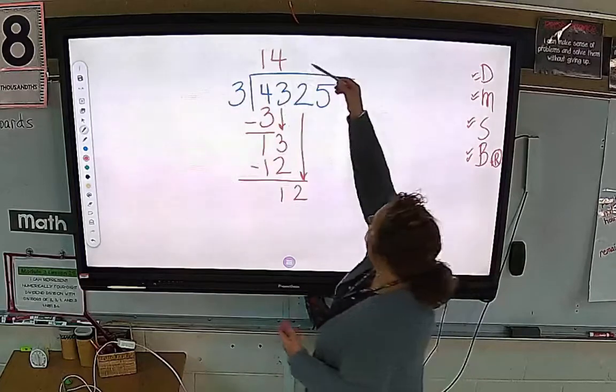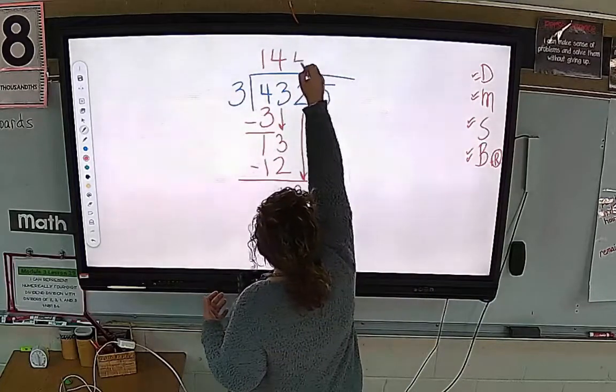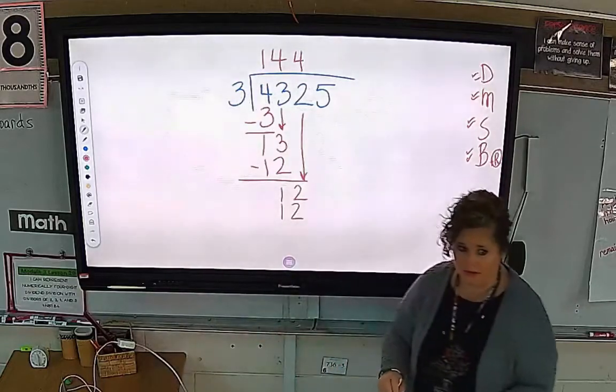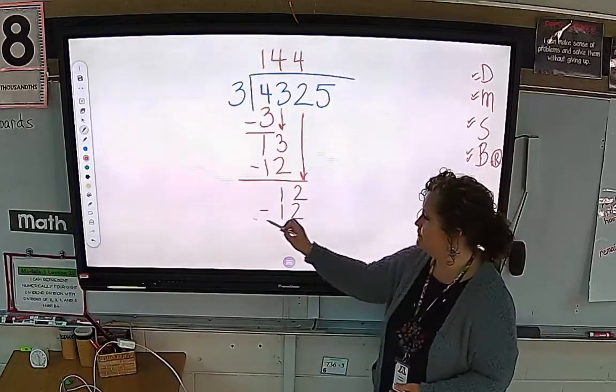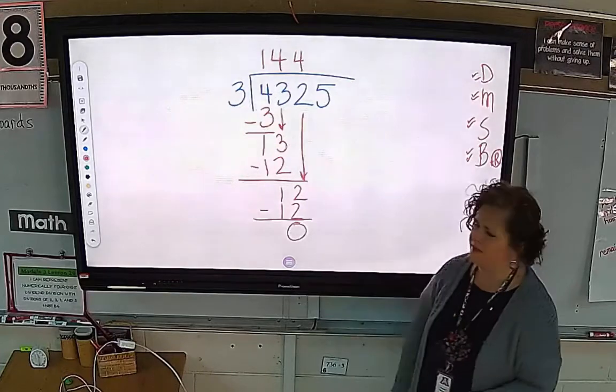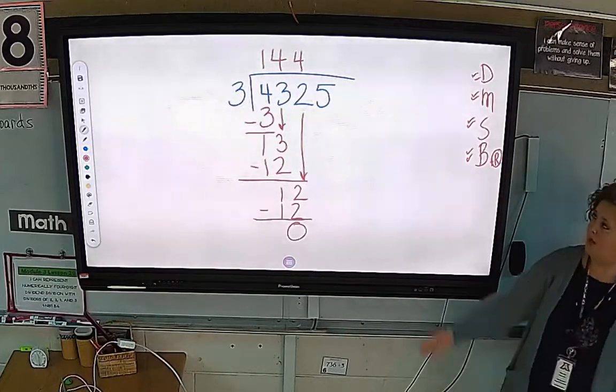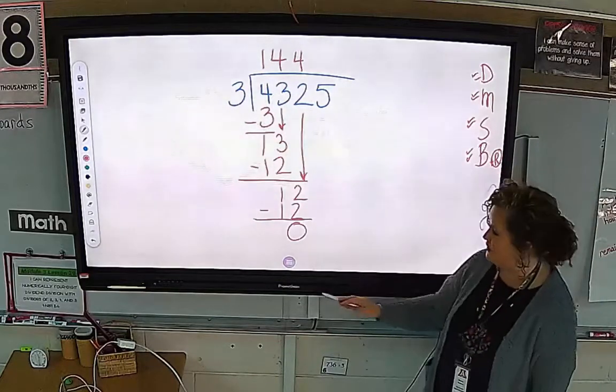4. So let me do that again. 4 groups of 3 is 12. Because if I can get the exact number, that's what I want. And it's going to be 0. It's going to feel awfully close to being finished with this problem. No. But you cannot be finished until you've brought all of these down.